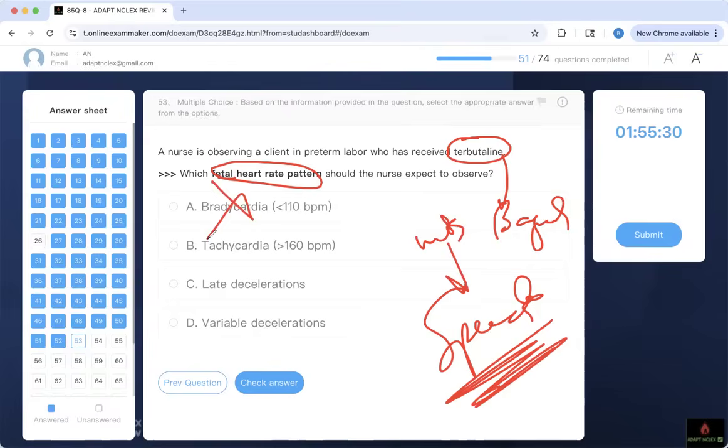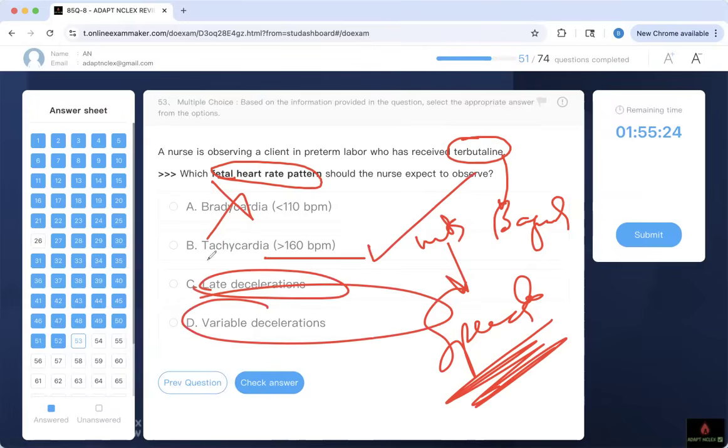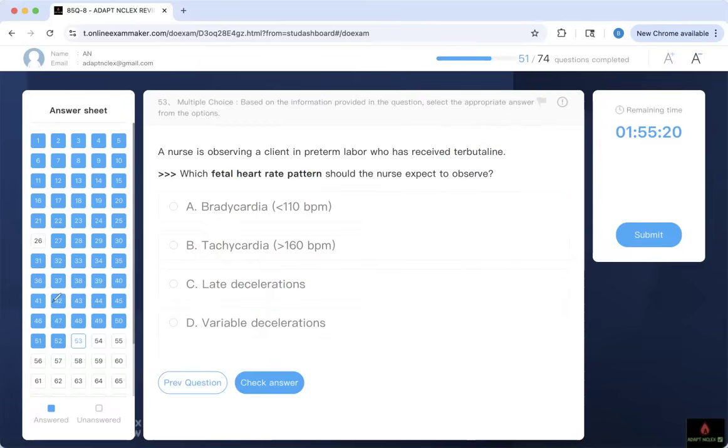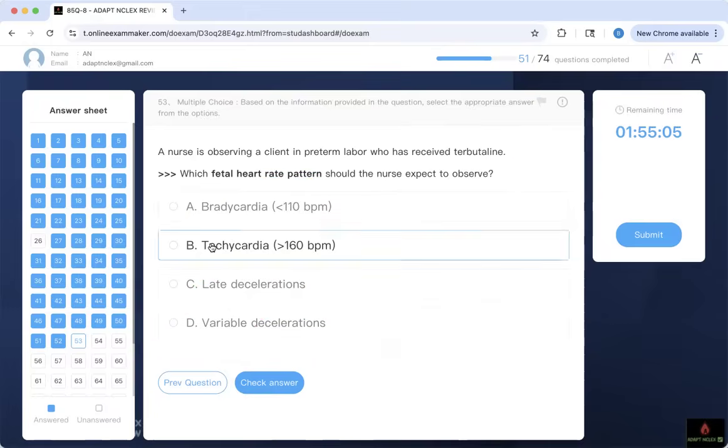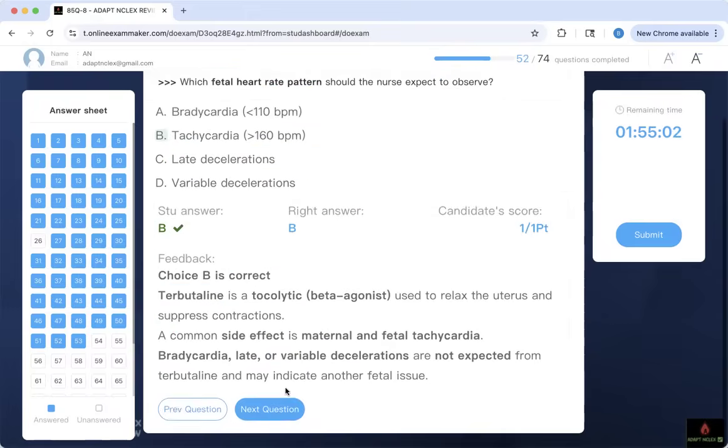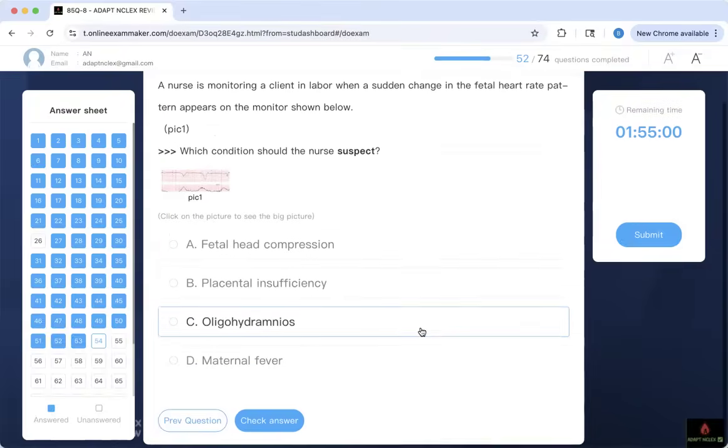Therefore, you're not going to see bradycardia. You will see tachycardia. It doesn't affect deceleration because it causes tachycardia. It does not cause what? Variable deceleration. And even as a test taking strategy, even if you don't know, this is deceleration, deceleration, deceleration. I see one acceleration. That's my right answer. This is the way you answer questions. You got it, and Adapt NCLEX got your back.